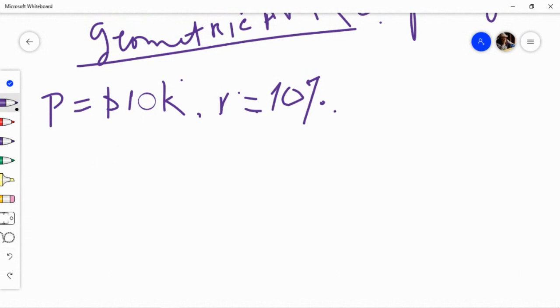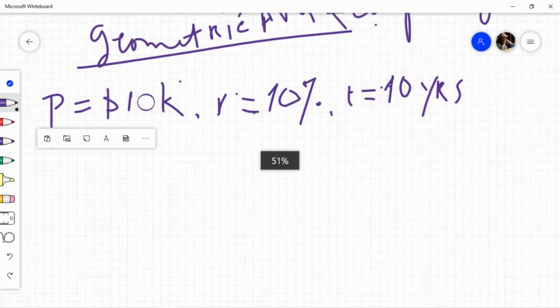Interest rate is 10%, time for 10 years. Okay, then what's going to be the future value?